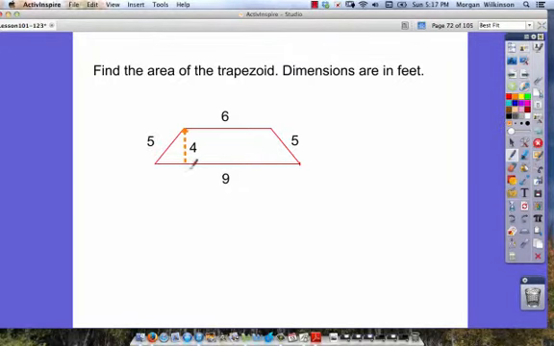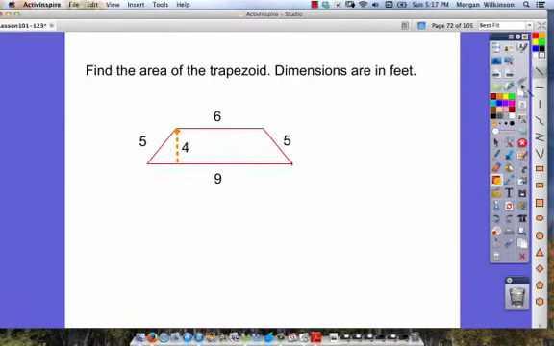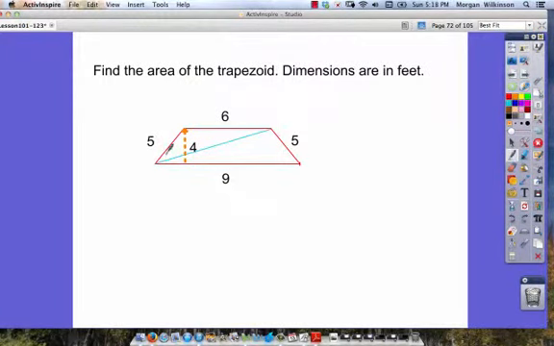Now to find the area of a trapezoid, the easiest way to do it is to split our trapezoid into two triangles. If we split it into two triangles, we'll go from one corner to the other. And then we can find out what the area of that will be based on our base times the height divided by 2. So let's look at our first triangle first. We'll work on top.